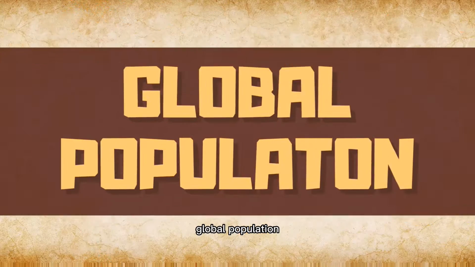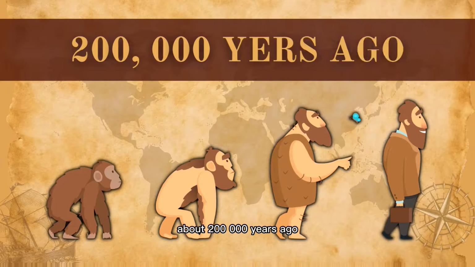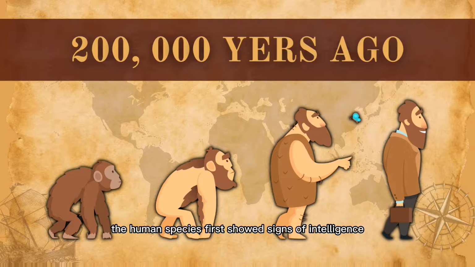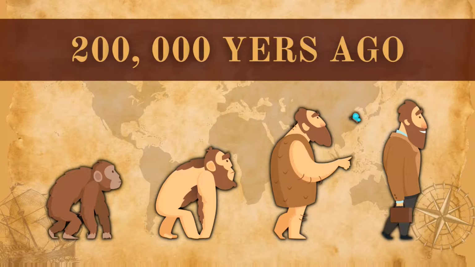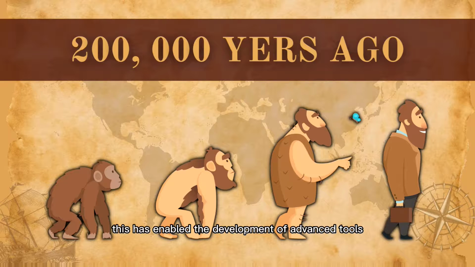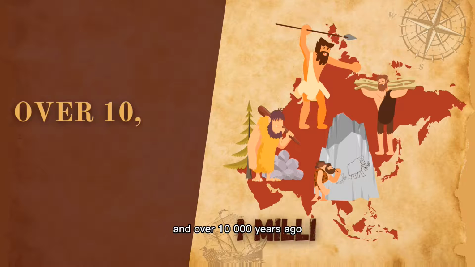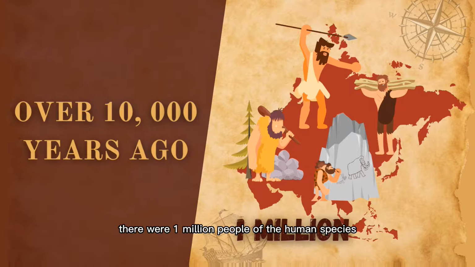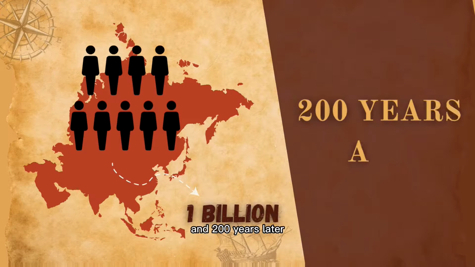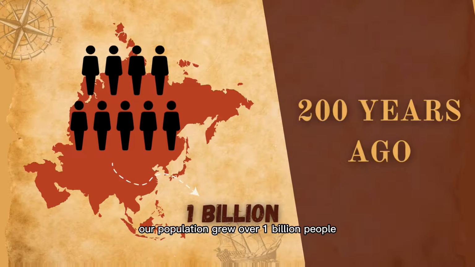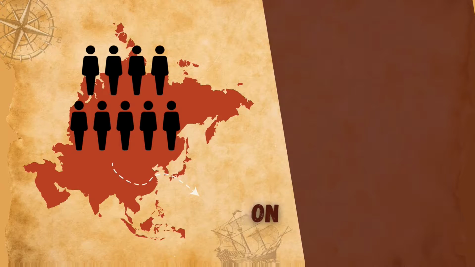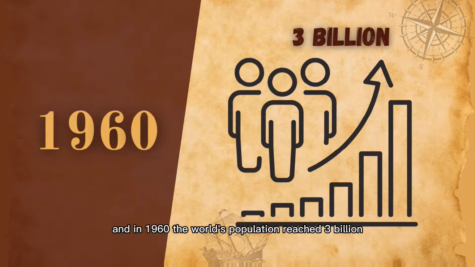Global population. About 200,000 years ago, the human species first showed signs of intelligence. This has enabled the development of advanced tools, culture, and language. And over 10,000 years ago, there were 1 million people of the human species roaming the earth. And 200 years ago, our population grew to over 1 billion people. And in 1960, the world's population reached 3 billion and continued to grow until today.